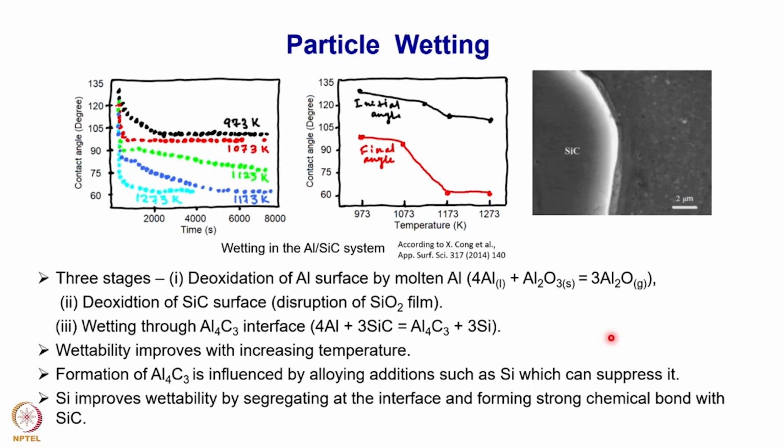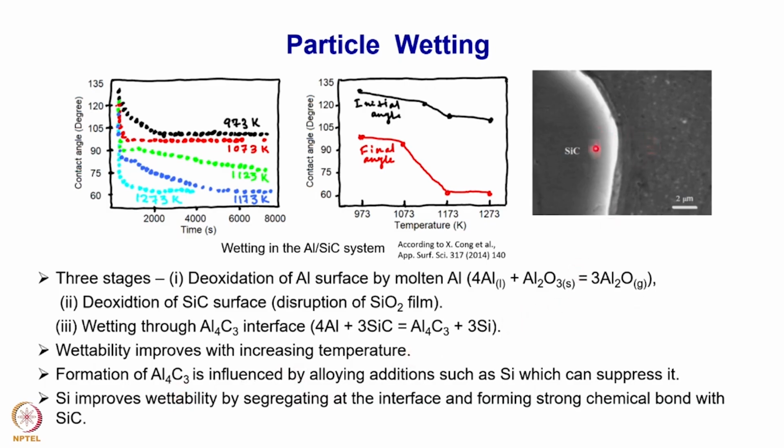Okay, and silicon also improves the wettability by segregating at the interface and forming a strong chemical bond with silicon carbide. So here, instead of forming a bond between silicon carbide, which is a ceramic material, and a metal like aluminum, you form the bond with the help of silicon in between. And silicon being a metal or close to a metal will give rise to better bonding compared to when you have silicon carbide as the bonding surface.